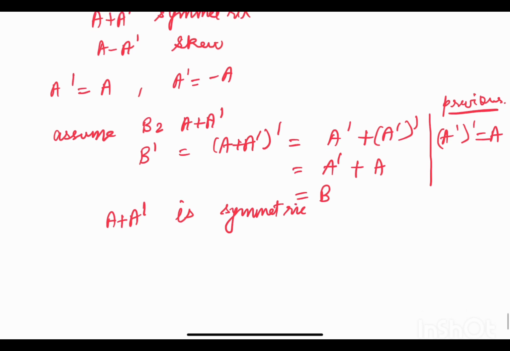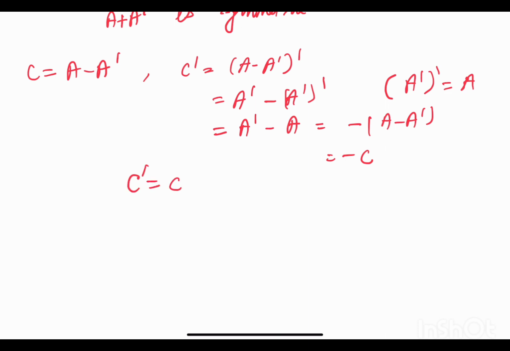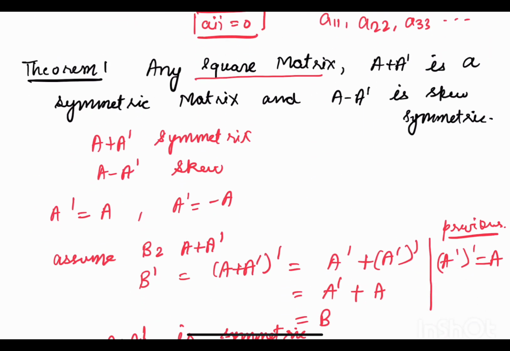Now, on a similar basis, let us try to prove that my A minus A dash is skew symmetric. So let us assume this is C. So I will take the transpose of this value. This will give me A dash minus of A dash dash. Now again, using the property which I mentioned in the previous slide, that my A dash dash is A, this is nothing but A dash minus A. So let me just take the negative sign common. This will give me minus of A minus A dash, which is nothing but minus of C. So we can see that if I take the transpose of this C, it is coming out to be minus of C. So this theorem is proved that A plus A dash is my symmetric and A minus A dash is skew symmetric.